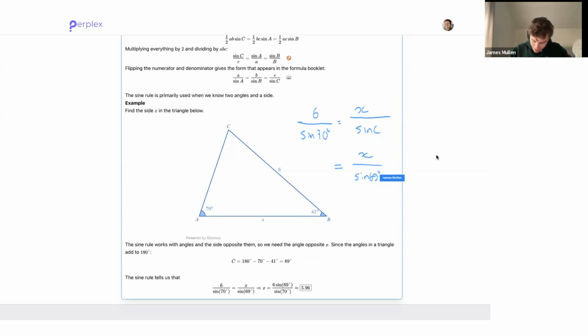If I rearrange that, I'm going to get 6 sine of 69 degrees divided by sine of 70 degrees. And you can type that straight into your calculator, make sure you're in degrees, and you will get 5.96 for the length of x. Okay.